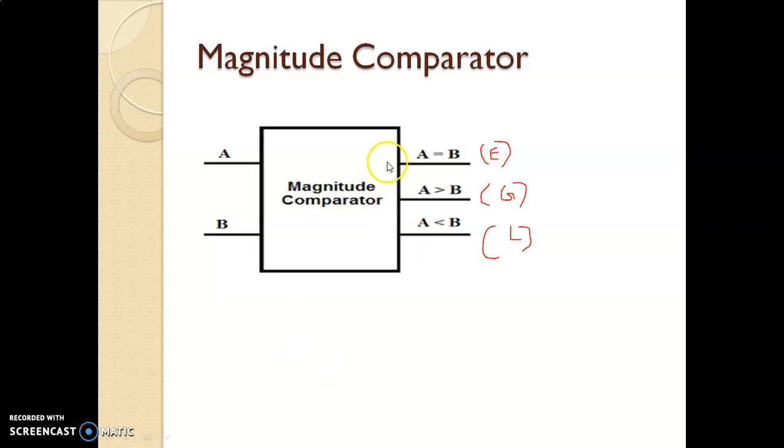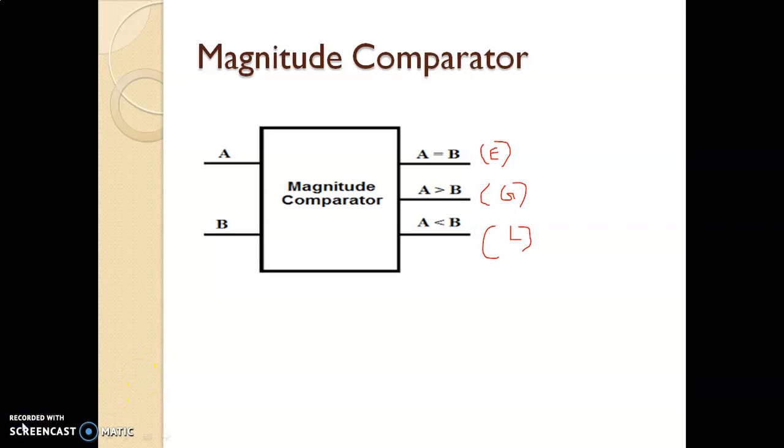We can get the output A equal to B from this pin. When this pin is 1, it means that A and B are equal. When this pin gives you 1, it means that the first number is greater than the second number. And when this pin gives you the high value, 1, it means that the first number is less than the second number. We can give short names for these three pins: A equal to B can be named as E, where E represents equal, A greater than B can be named as G, which represents greater, and A less than B can be named as L.